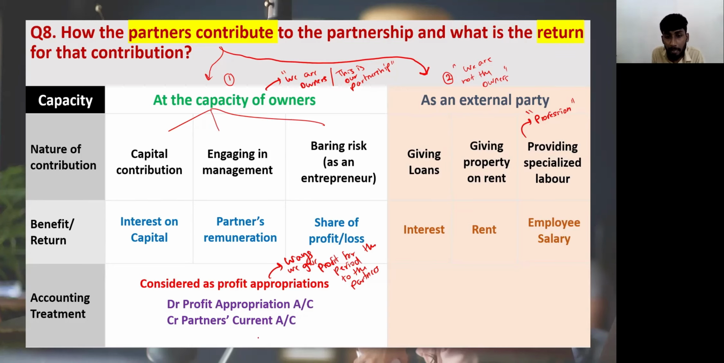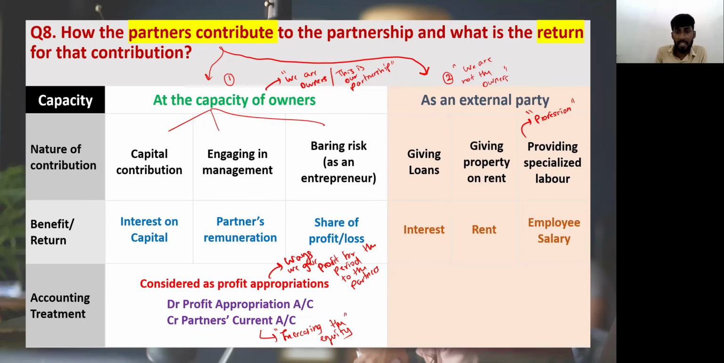Why crediting partners current account? Keep in your mind, I will teach this later also. This partners current account is an equity account. Therefore, we are increasing the equity. Why? Those profits are earned by the partners. So that is their equity. We need to increase that. To increase that, we need to credit the partners current account.